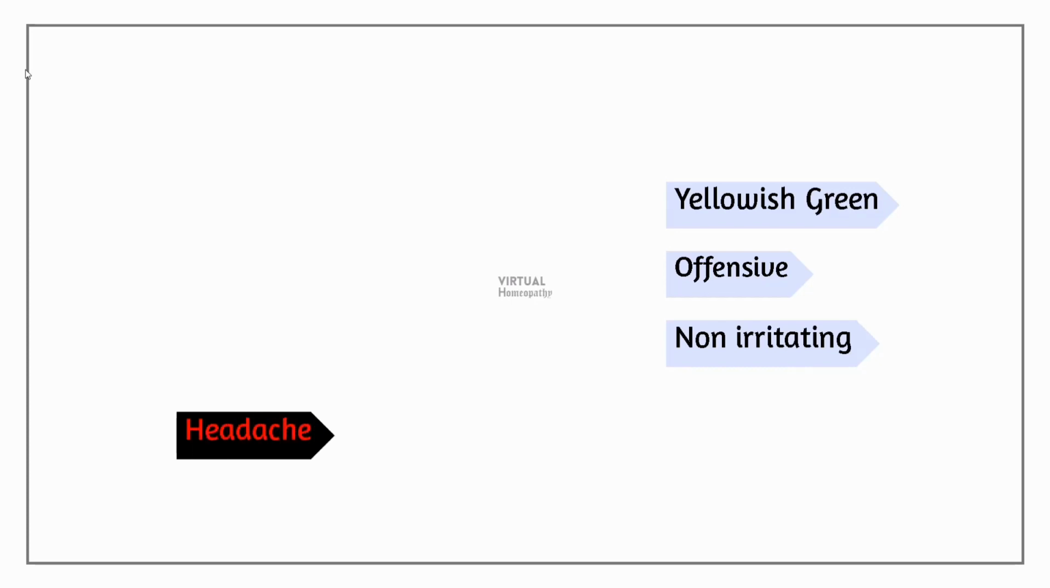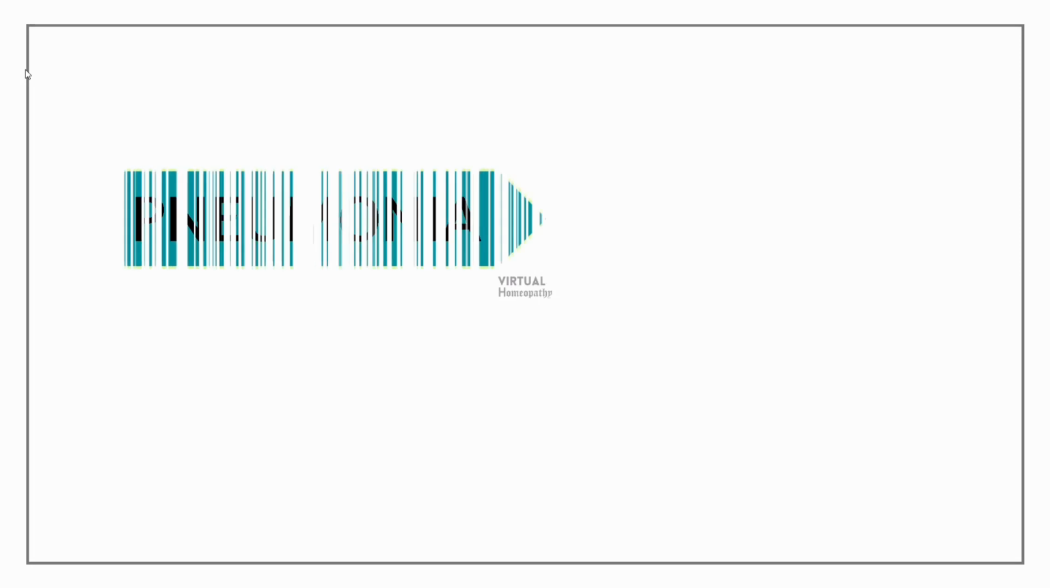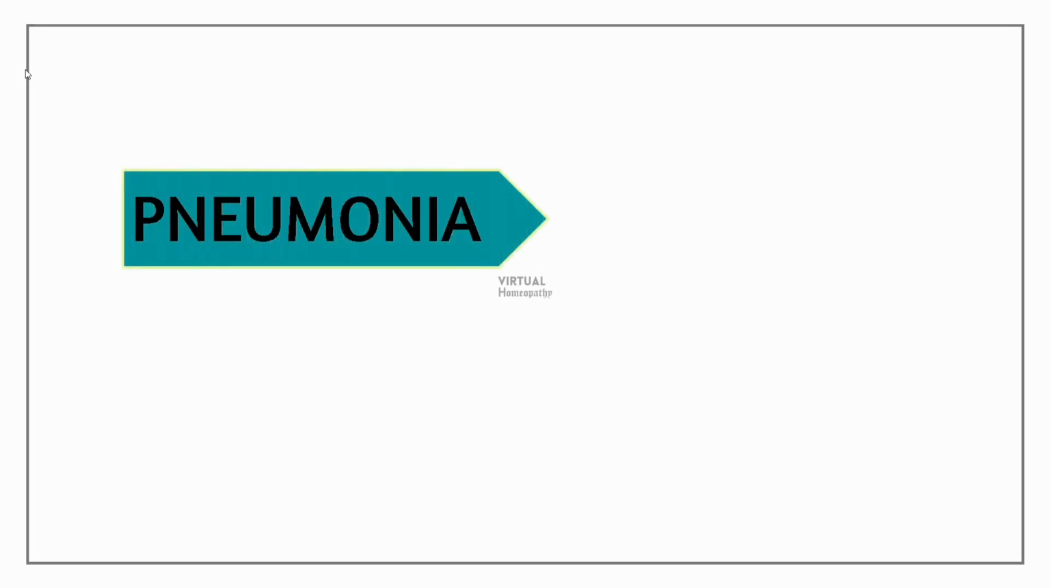The patient will also have headache. Now in Kali Iod there is involvement of sinuses, especially the frontal sinuses are involved in Kali Iod. So you will find headache with yellowish green discharge which is offensive. Now the next condition for which you can give Kali Iod is pneumonia.